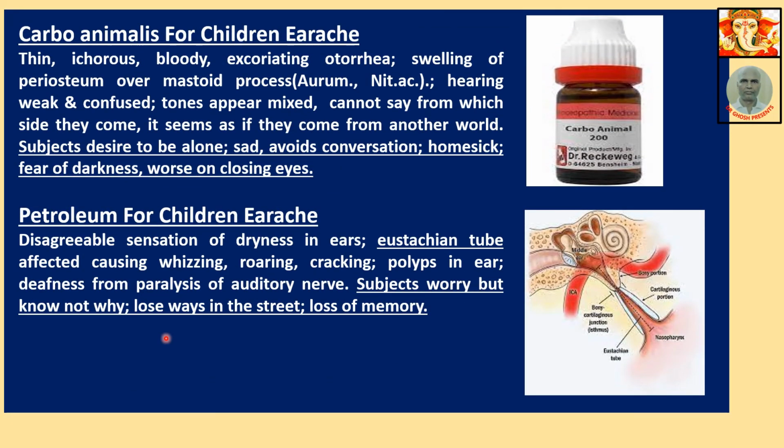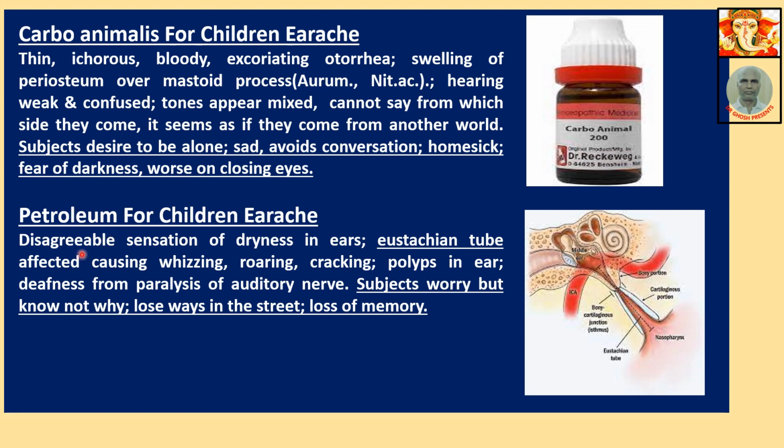Carbo animalis for children's earache. Thin, ichorous, bloody, excoriating otorrhea, swelling of periosteum over mastoid process. Aurum muriaticum also has this symptom. Hearing weak, confused. Tones appear mixed. Cannot say from which side they come. Patient cannot understand from which side sound is coming. It seems as if they come from another world. Subject desires to be alone, sad, avoids conversation, homesick, fear of darkness, worse on closing eyes. These are the general symptoms, the symptoms of the particular person. This portion is the general portion, and this is the particular portion, the disease.